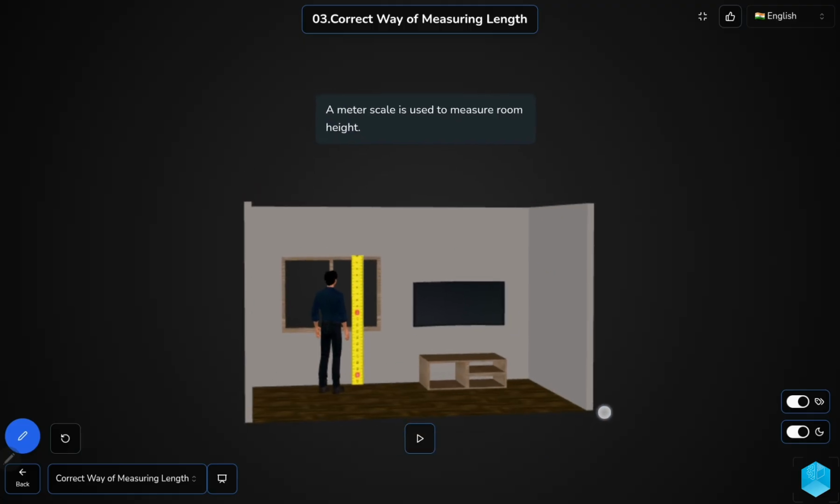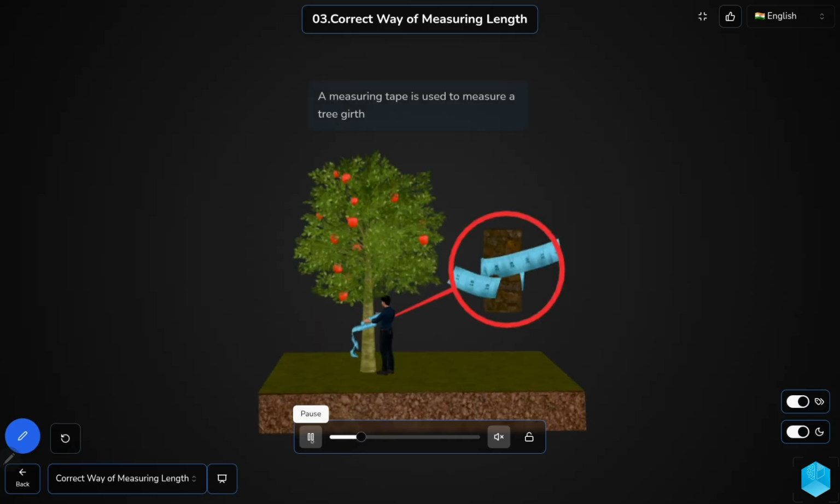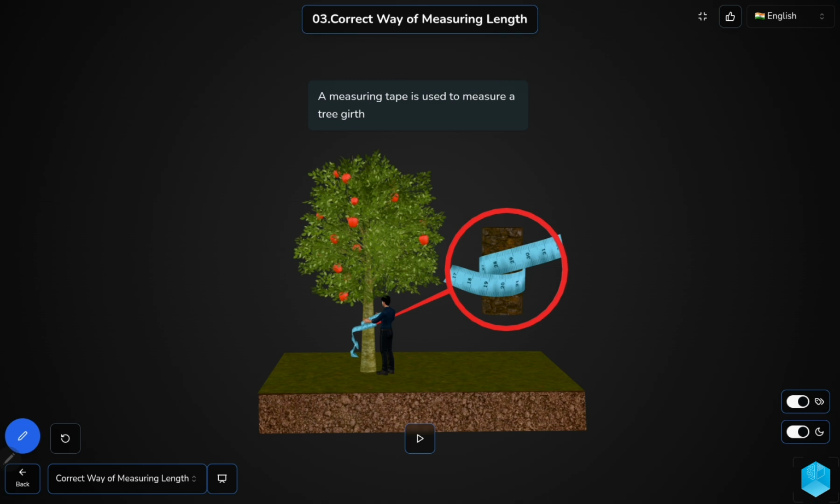Now, if you want to measure the length of the wall in a room, then you need to use a measuring meter scale for measuring the length of the wall or the length of the window. Here you are supposed to use a meter scale, which is larger than the 15 centimeter scale. Next, if you want to measure the girth of the stem of a tree, then you can use a meter measuring tape. Your measuring tape can be folded, so you can easily measure the girth of the stem.